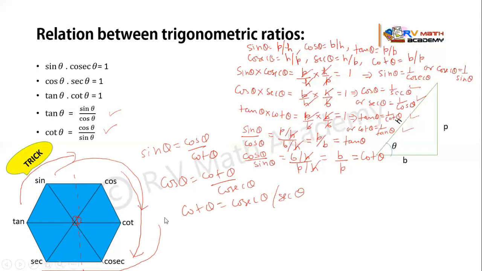So in this manner, we can develop so many relationships. Not only if we move clockwise, if we move anti-clockwise also, then in the same manner, we will get a lot of relationships between the trigonometric ratios.